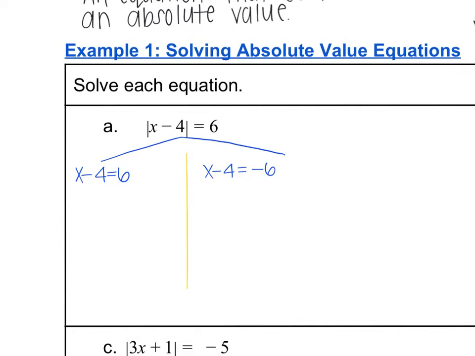Now I'm going to solve both of these separately. I'll solve the first one by adding 4 to both sides. So I'll get x equals 10.